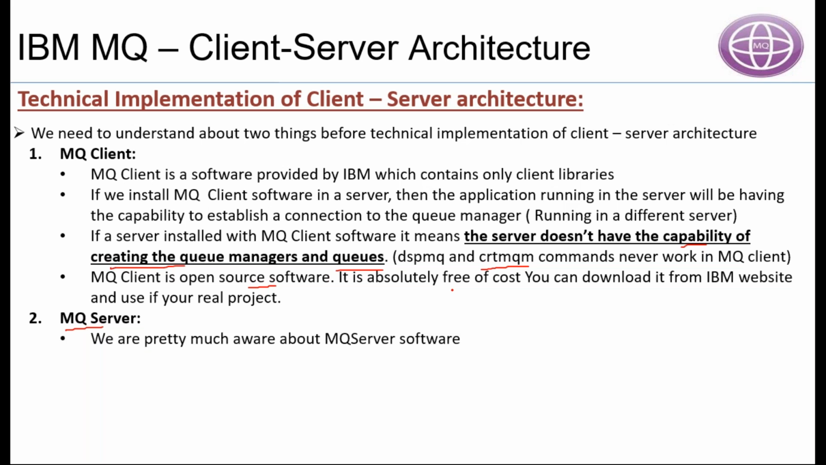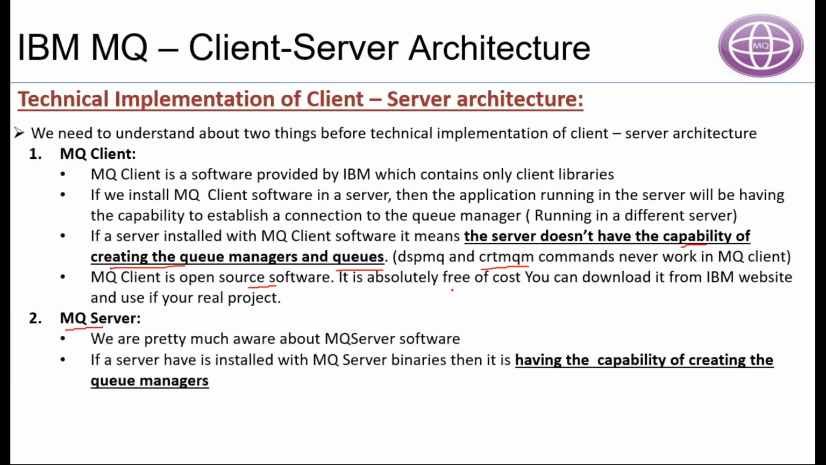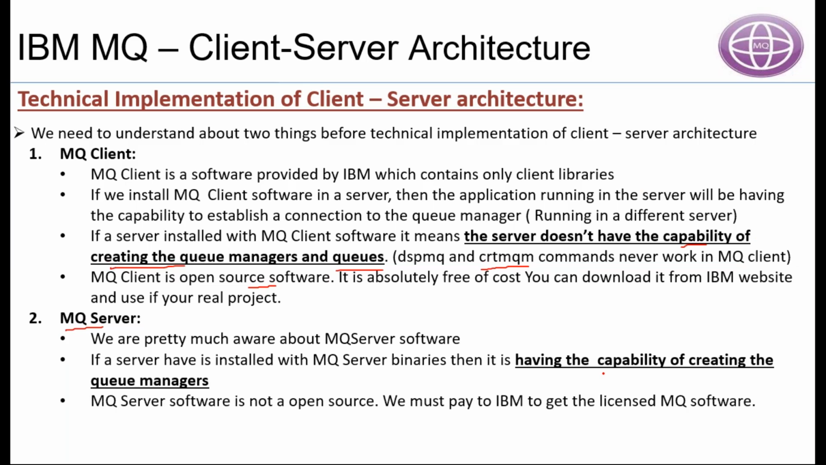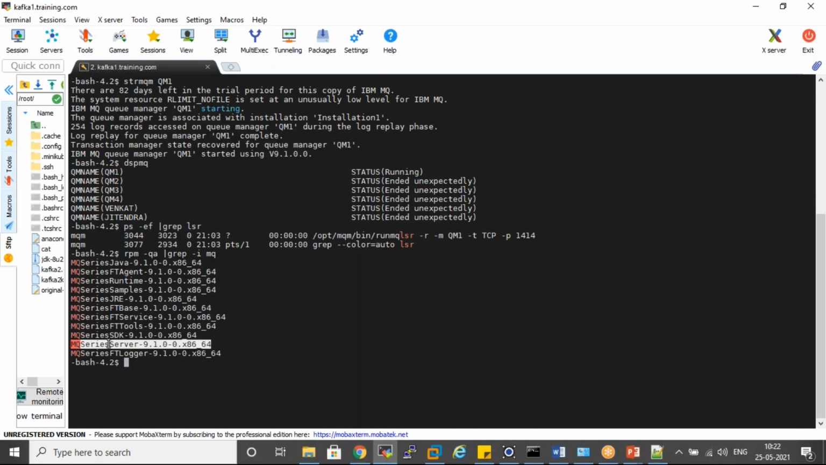And in MQ Server, we already know about it. If a server has MQ server binaries installed, then it has the capability of creating queue managers. MQ server software is not open source. We must pay IBM to get the license of MQ software. In this server, we have installed MQSeries server, and only this is the package for which we have to pay IBM. Everything else is free. Only MQ server is the cost. We have to pay money to IBM so that they provide the appropriate MQ server software according to our requirement.